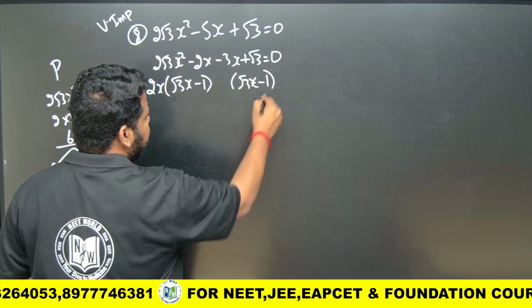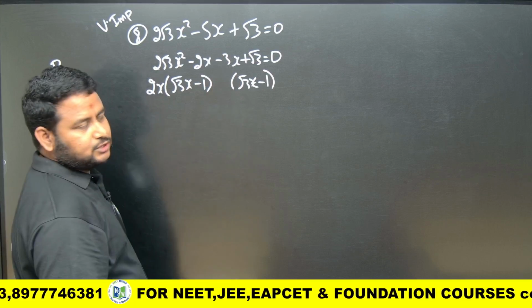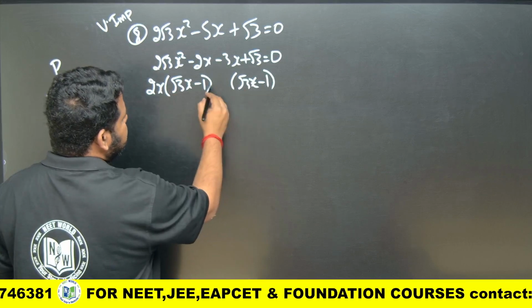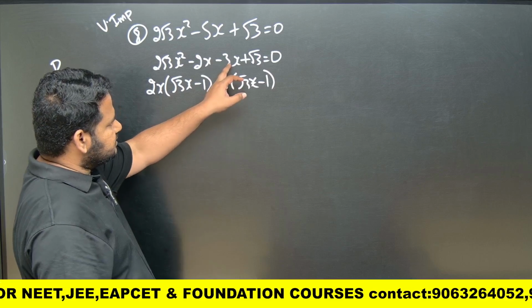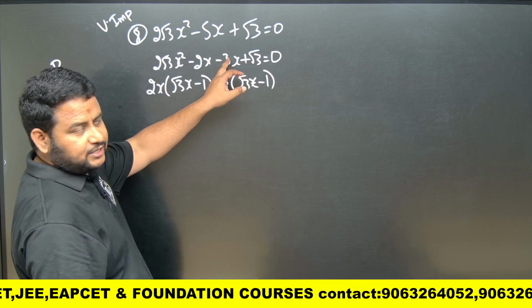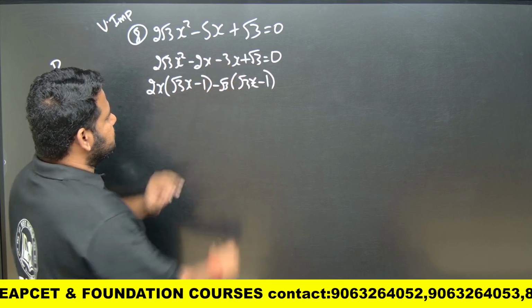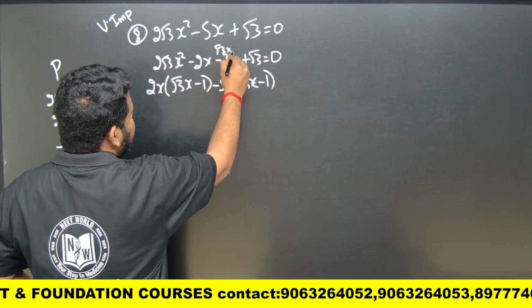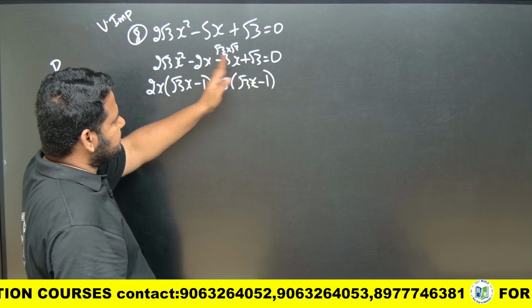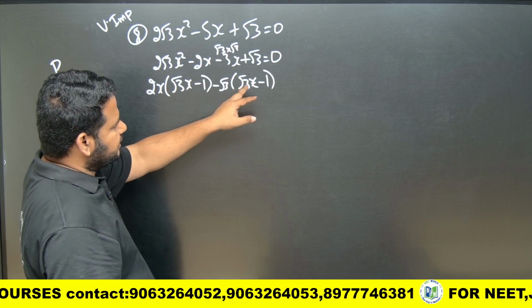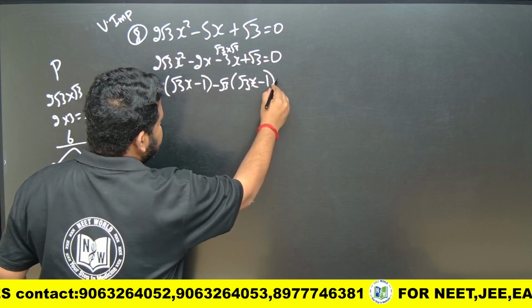Here also it should be like that. So, 3 can be written as what? Root 3 into root 3. Outside it will be root 3 itself. Okay. So, here 3 can be written as root 3 into root 3. I will have root 3 into root 3x plus root 3. So, root 3x I will take outside. So, this will become root 3x minus 1. Root 3x minus 1 is equal to 0.